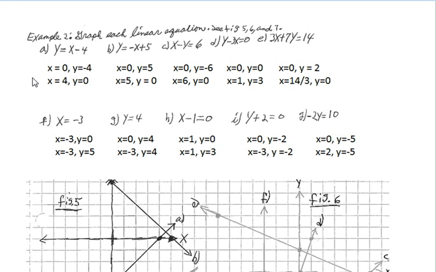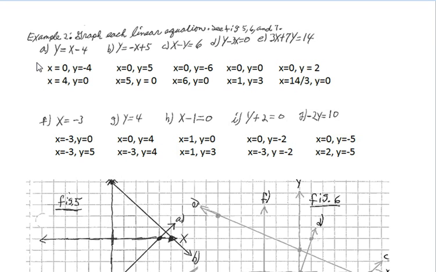Example 2. Graph each linear equation. We're going to be referring to figure 5, 6, and 7 to show the graph. Part A. The equation y equals x minus 4. Again, this is a linear equation, so we need at least 2 points for each line that we're going to construct.